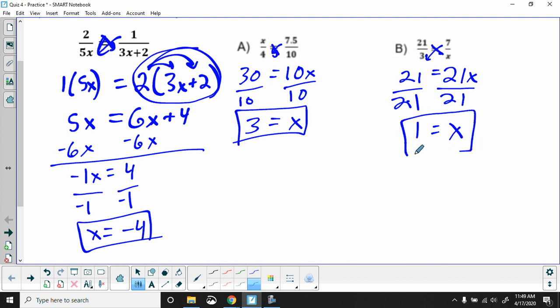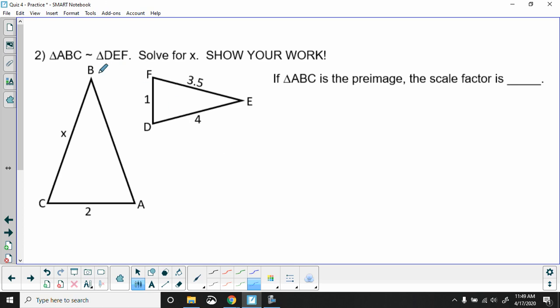Easy peasy. If we have triangle ABC is similar to triangle DEF, solve for x. Okay, show your work. If triangle ABC is the pre-image, the scale factor is. All right, let's solve for x first. We got CB. Let's put x first when we do our proportions, and then go from there. CB is the last two. EF is the last two. 3.5. Safe to assume 3.5 and x are correlating to each other.